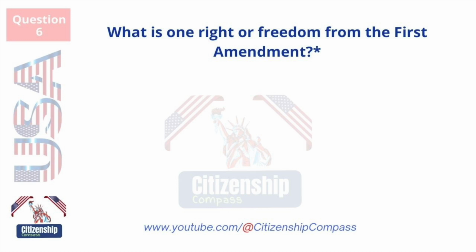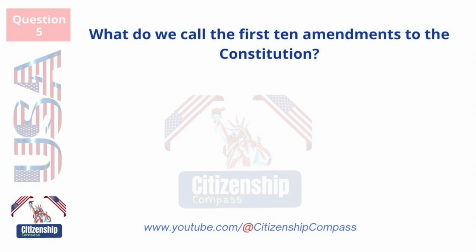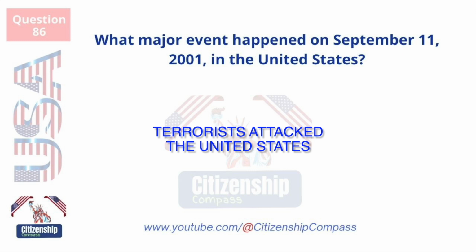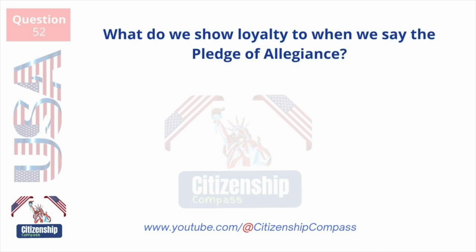What is one right or freedom from the First Amendment? Speech. What do we call the first 10 amendments to the Constitution? The Bill of Rights. What major event happened on September 11, 2001 in the United States? Terrorists attacked the United States. What do we show loyalty to when we say the Pledge of Allegiance? The United States.